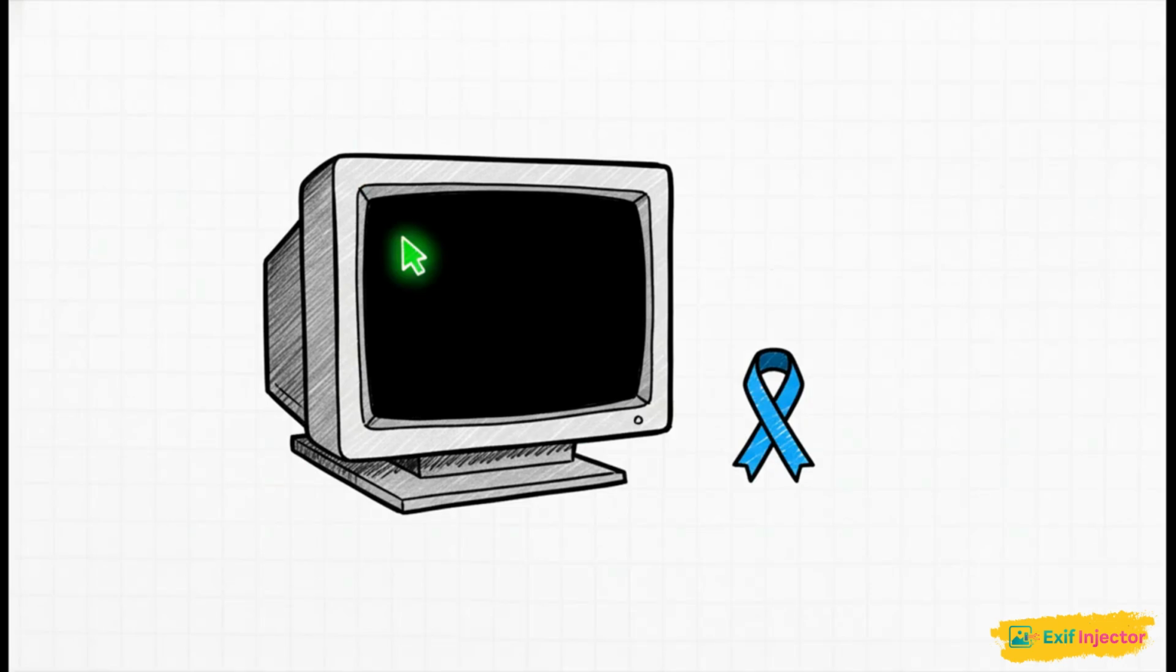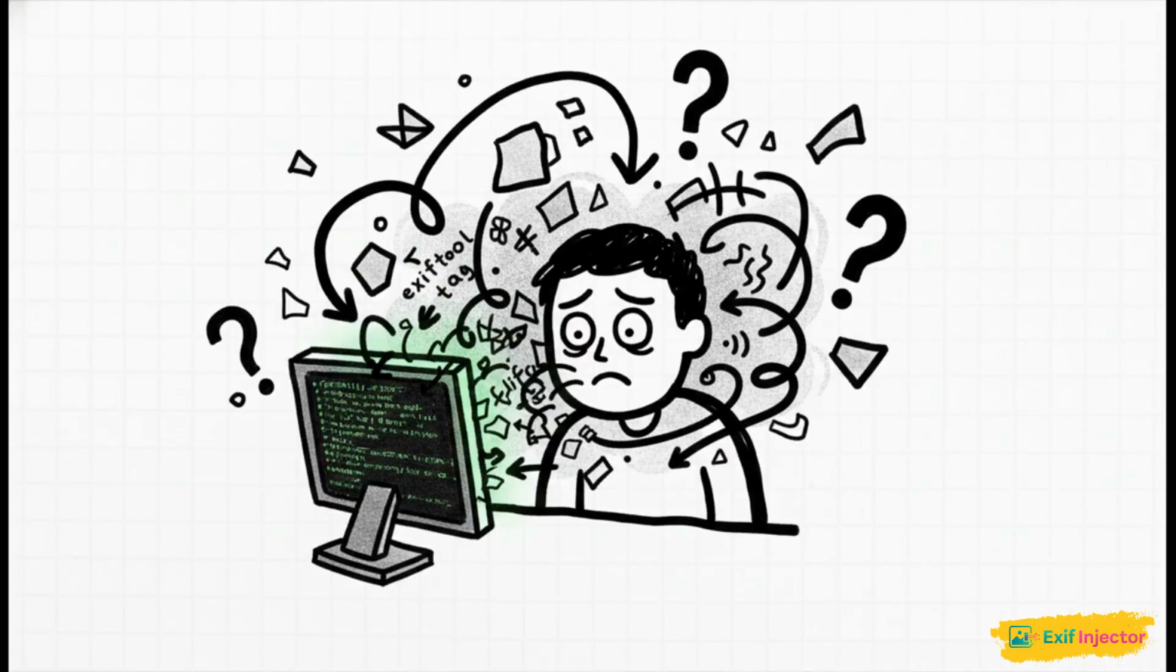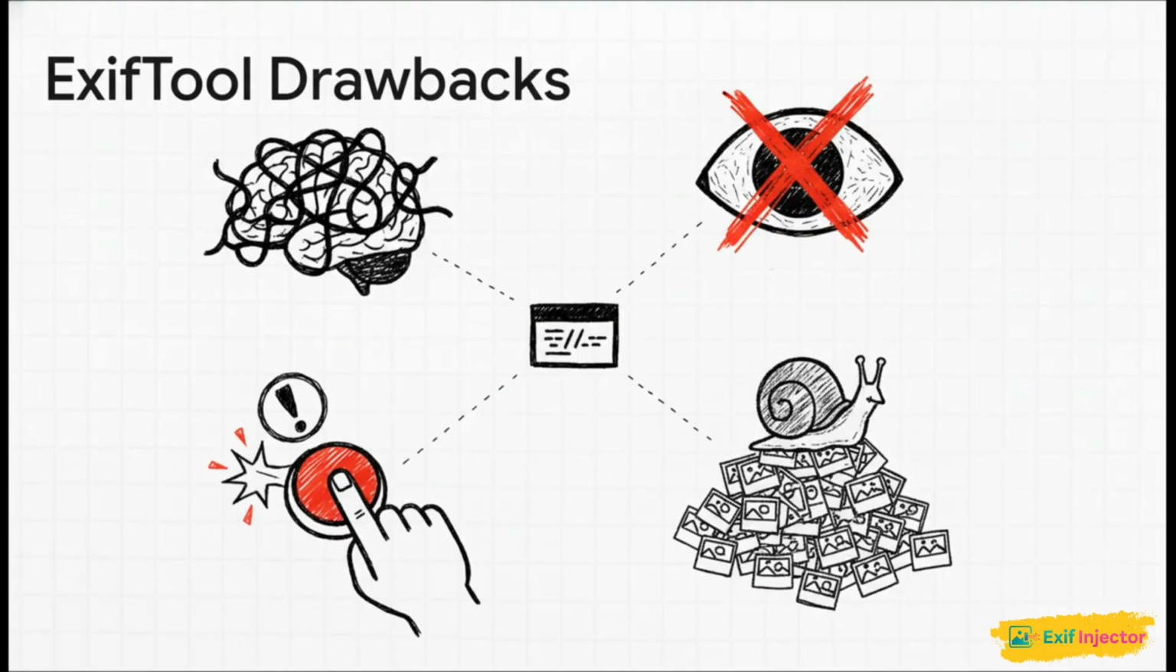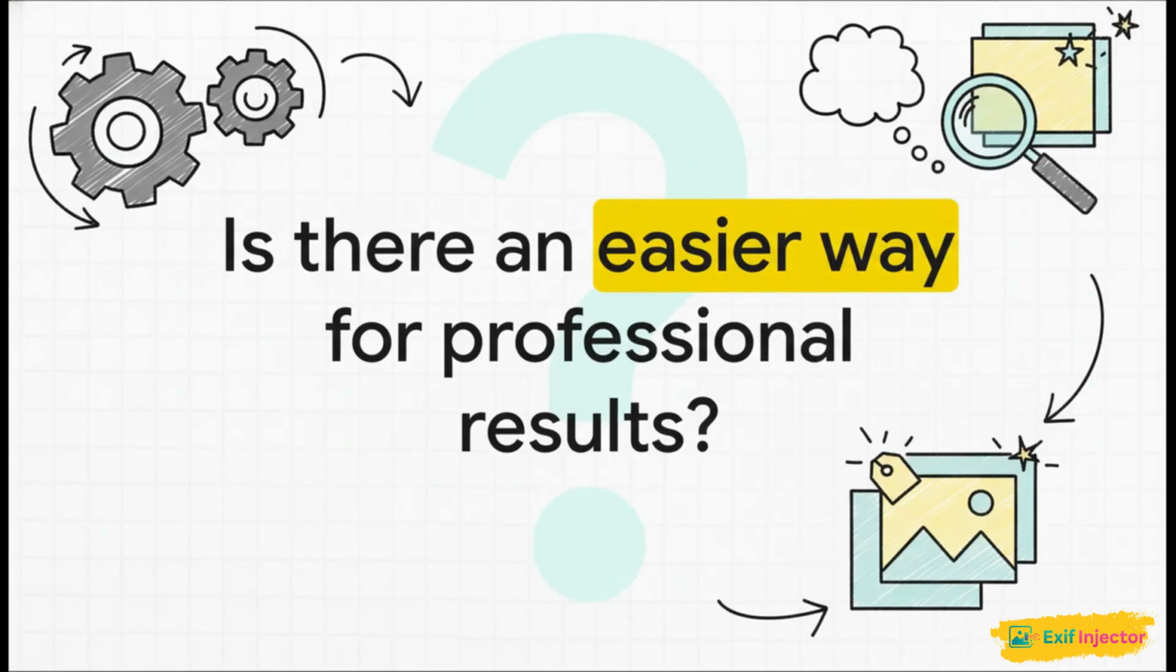Okay, so for years, the pro tool for this has been something called ExifTool. It's super powerful, but yeah, you gotta use the command line. Not exactly user-friendly. Basically, it's tough to learn, there's no visual guide, and it's way too easy to mess up. So the big question is, is there an easier way to get these pro results?